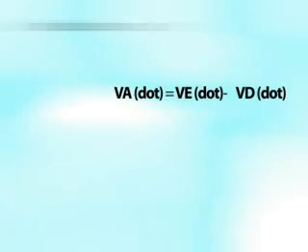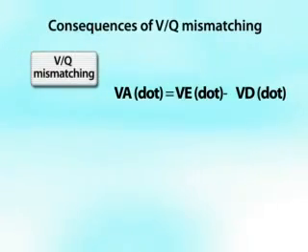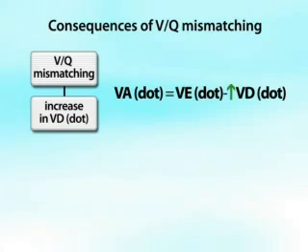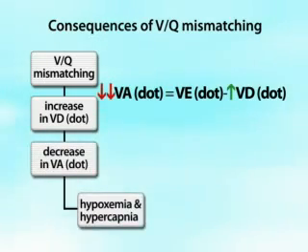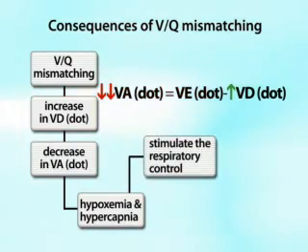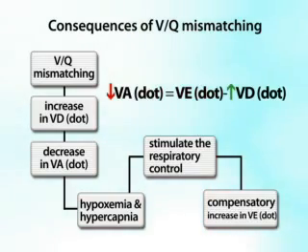Going back to this equation, due to VQ mismatching, physiologic dead space ventilation increases, which diminishes VA dot, leading to hypoxemia and hypercapnia that stimulate the respiratory control. This results to a compensatory increase in minute ventilation.